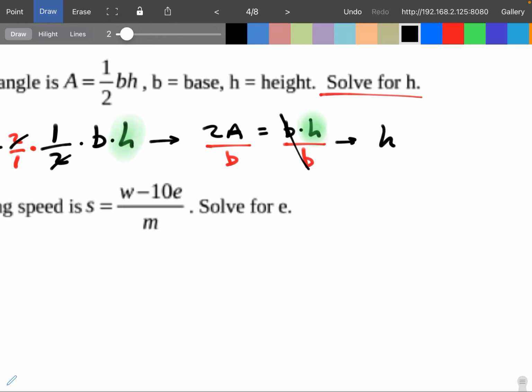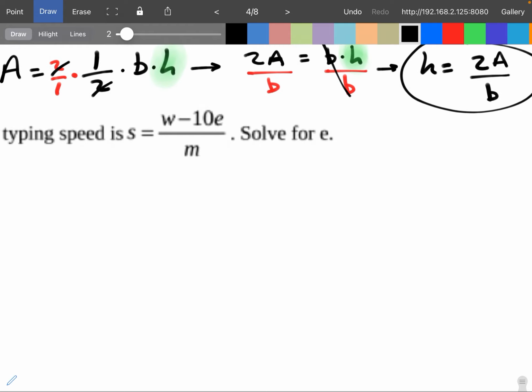So then we get a final answer of h is equal to 2 times a over b. And that's what we wanted, right? We wanted to get the h all by itself. Now the toughest one is probably the next one. So this one right here.